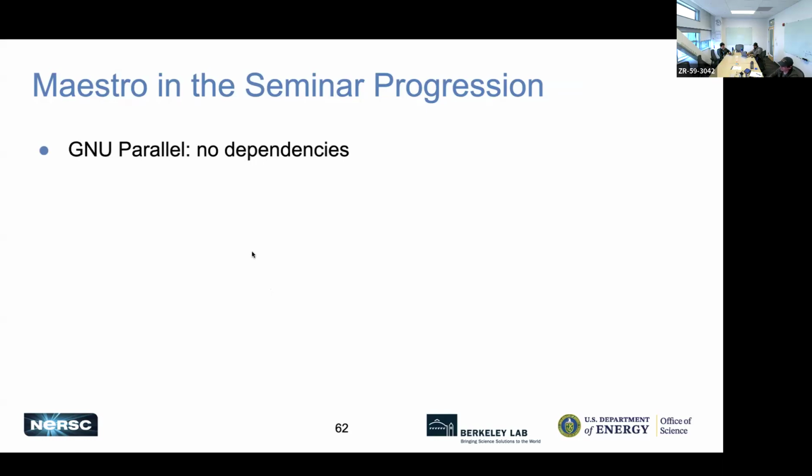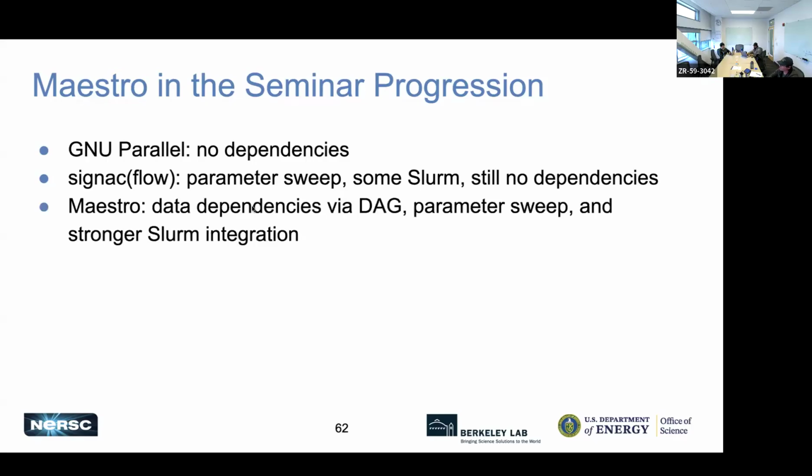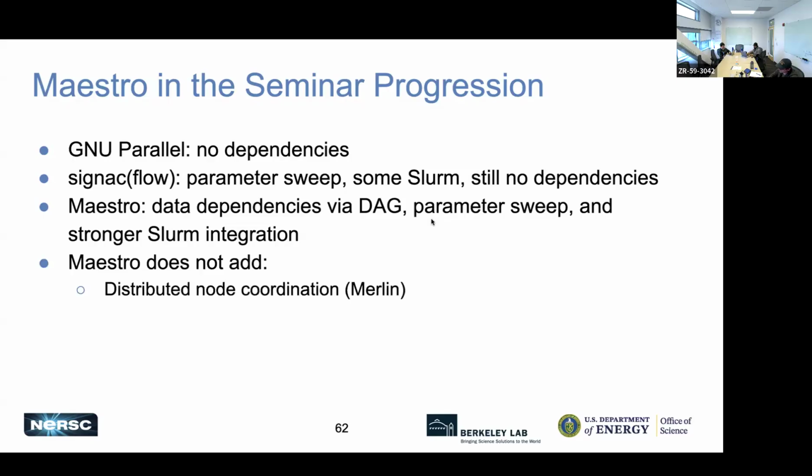All right, so progression as we're going. GNU parallel didn't have data dependencies. Signac added the parameter suite, still no dependencies. It had some Slurm help. With Maestro, now we can handle data dependencies and specify a pipeline, and we can still do parameter sweeps, and we've got better Slurm integration. And what we don't have: we're not great at multiple node coordination.